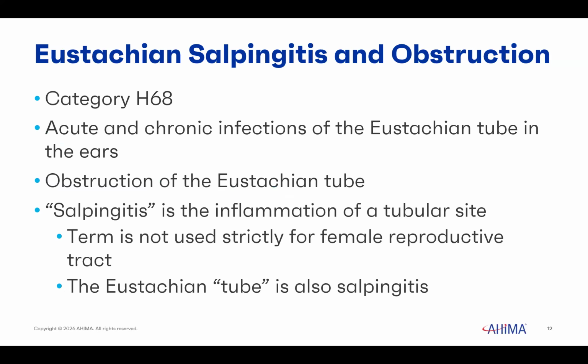And again, eustachian salpingitis and obstruction. These are acute and chronic infections of the eustachian tube in the ear. And again, we see the eustachian tube inflammation, the eustachian tube salpingitis. Basically, we're talking about the same thing. We are not talking about inflammation of the female reproductive tract.